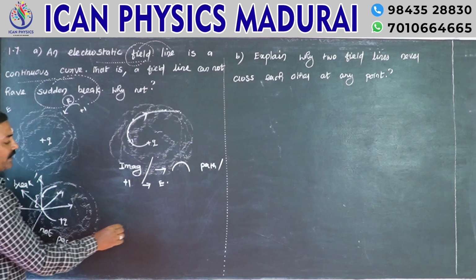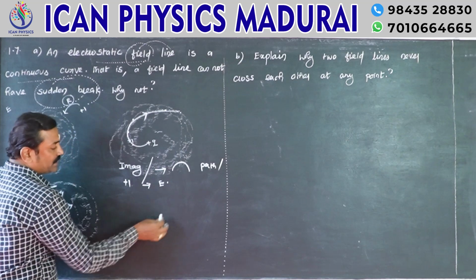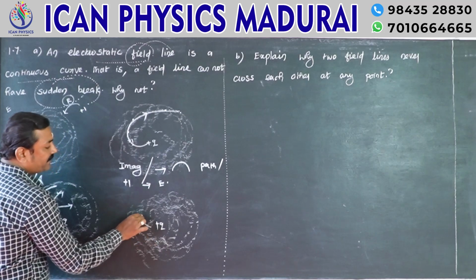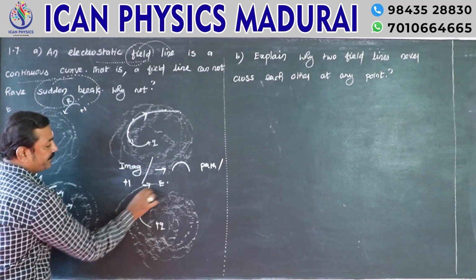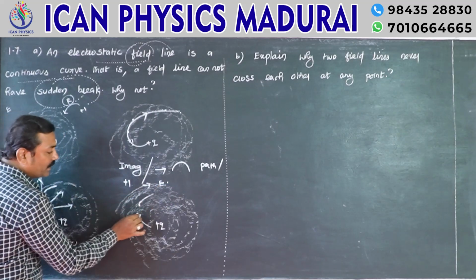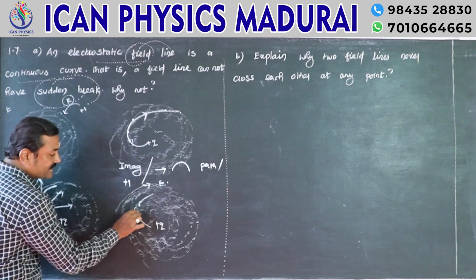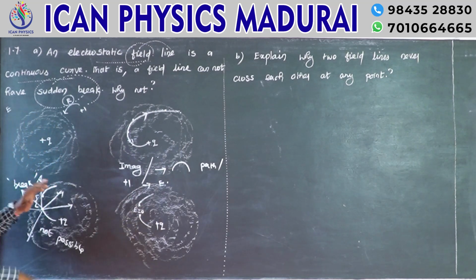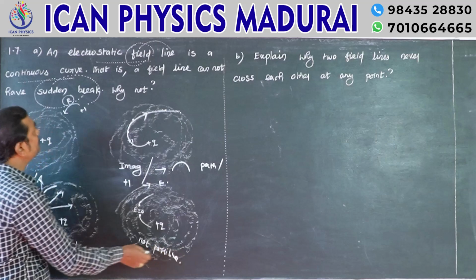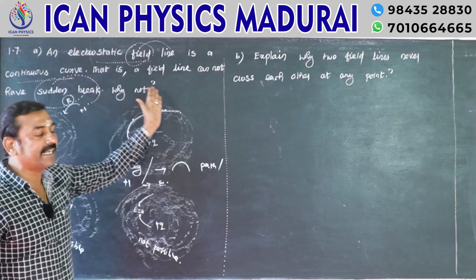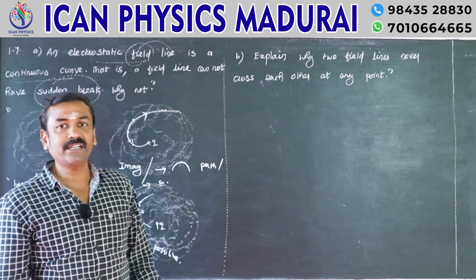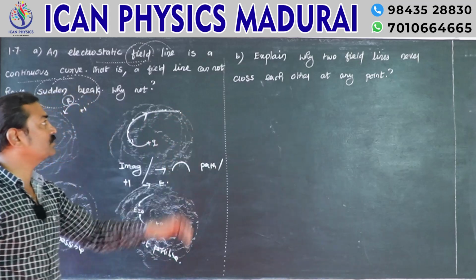Second one, let us consider a positive charge. Around that, it has the uniform electric field. So, when the field lines are moving like this, here there may be a sudden break. If there is a sudden break, then we can say there is no electric field, which is not possible. So, there is no sudden break. It is a continuous electric field line. Do you get it now? Do you have any doubts? No doubt. Okay, next one.